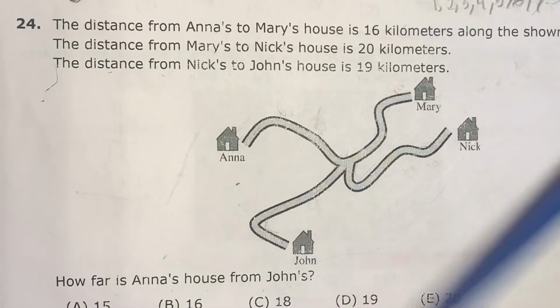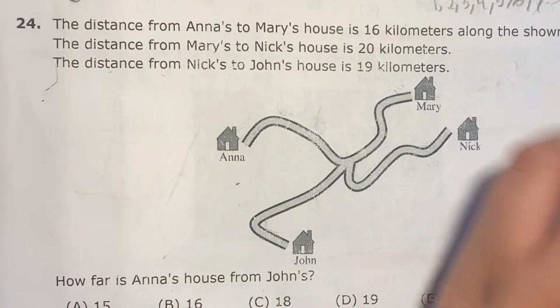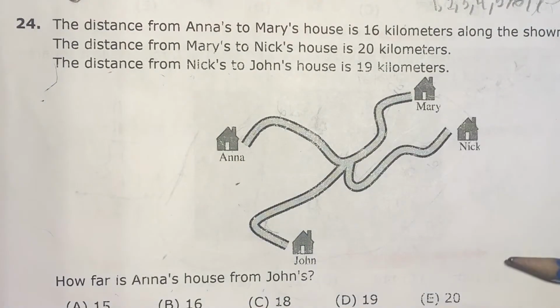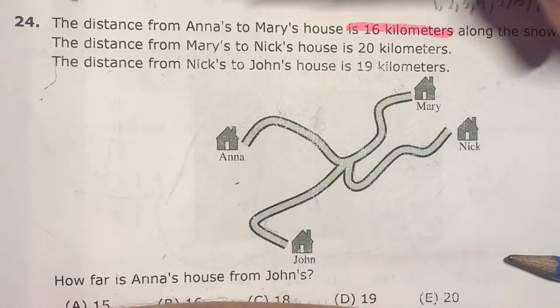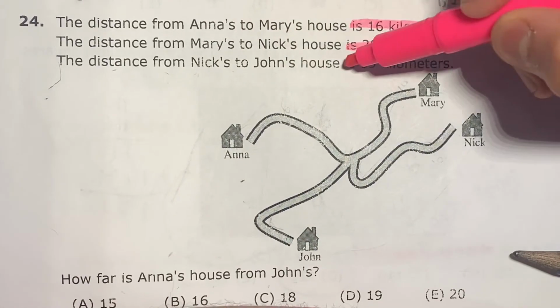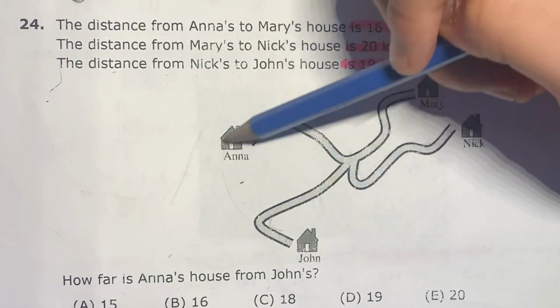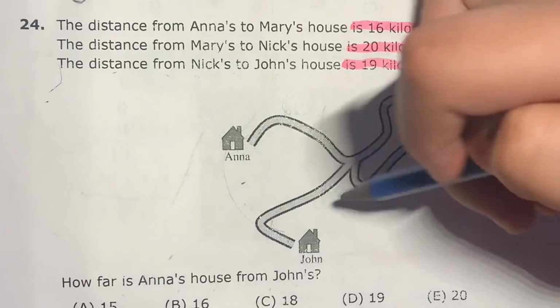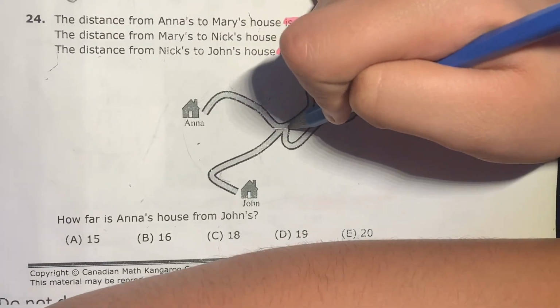Okay, so let's move to the number 24. The distance from Anna's to Mary's house is 16 kilometers along the road. The distance from Mary's to Nick's house is 20 kilometers, and Nick's to John's house is 19 kilometers. So how far is Anna's house from John's? We need to find the question mark. First, I'm going to divide this in half. I'll explain why later on in the video.